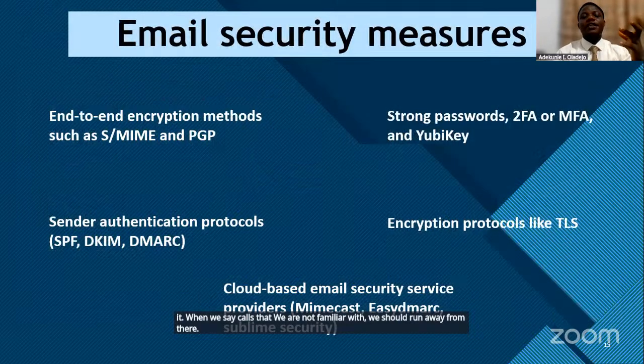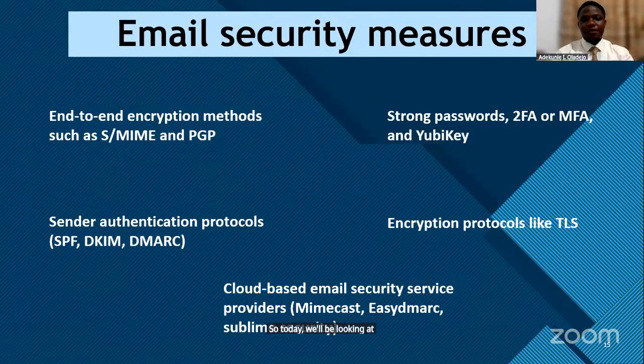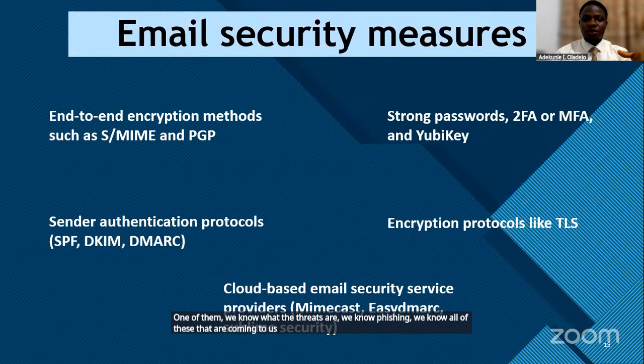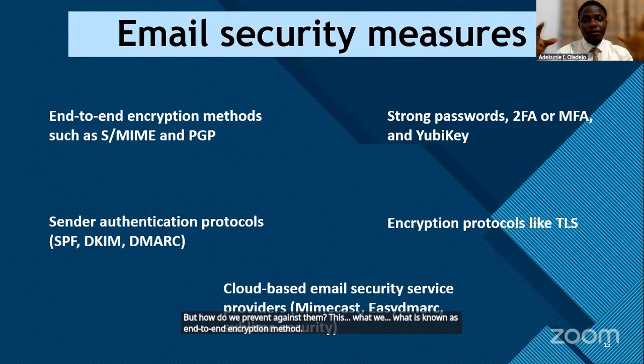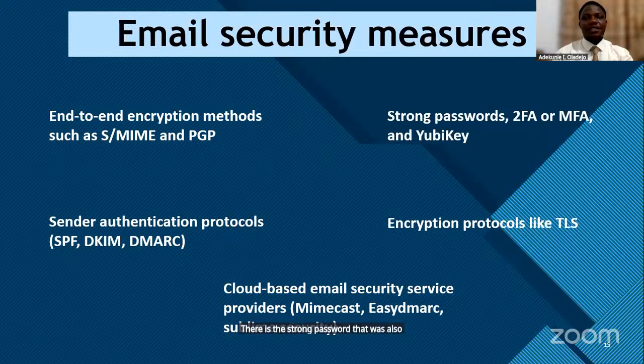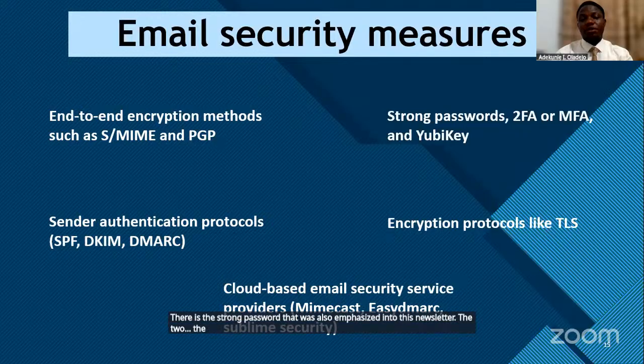So today, we'll be looking at a few email security measures. We know what the threats are. We know phishing. We know all of these that are coming to us and that we don't want. But how do we prevent against them? There is what is known as the end-to-end encryption method. There is the strong password that was also emphasized in today's newsletter, two-factor authentication, multi-factor authentication, and the YubiKey. The YubiKey is one very good facility today that we can use to protect our emails.